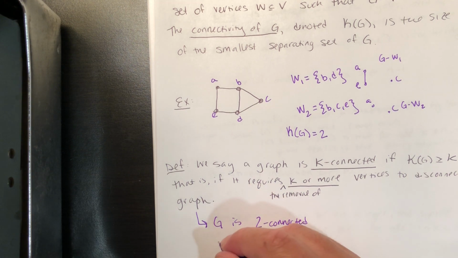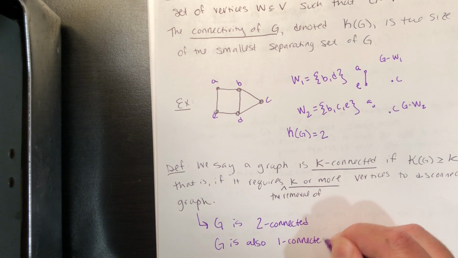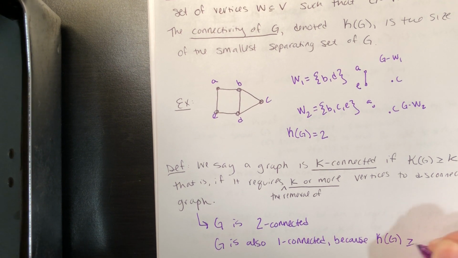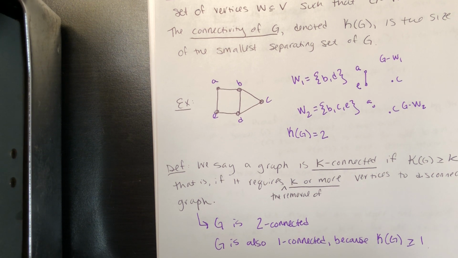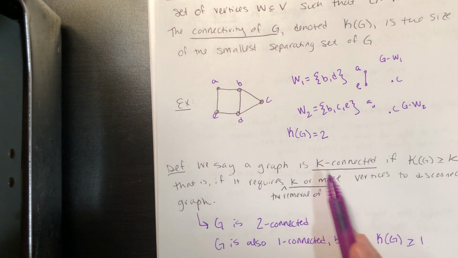But we can also technically say that G is also 1-connected because kappa of G is greater than or equal to 1, right? It's true that 2 is greater than or equal to 1. So we can say that G is 2-connected. We can also say it's 1-connected, and technically I guess you could say it's 0-connected. But you can't say it's 3-connected because it doesn't require at least 3 vertices to be removed to disconnect the graph. It's possible to do it in fewer. So this is sort of a tricky definition to get your mind around. But if it's K-connected, then it's also M-connected for every M that's less than K.